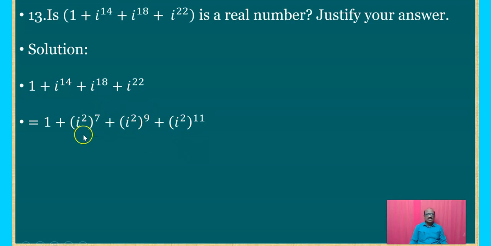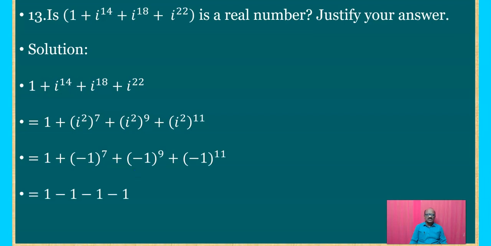Minus 1 raised to 7 is minus 1, and this will be minus 1, and this is minus 1. Minus 3 plus 1, overall you will get minus 2. See this here. Which is a real number, and hence it is proved.